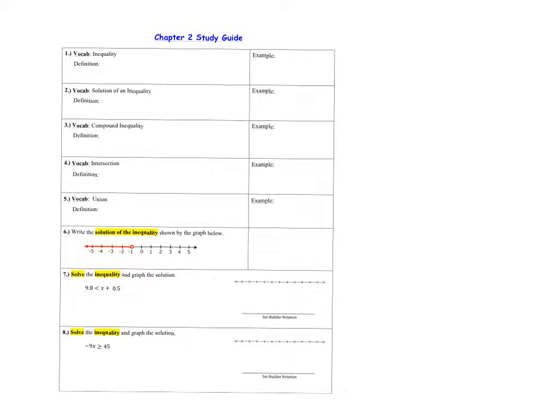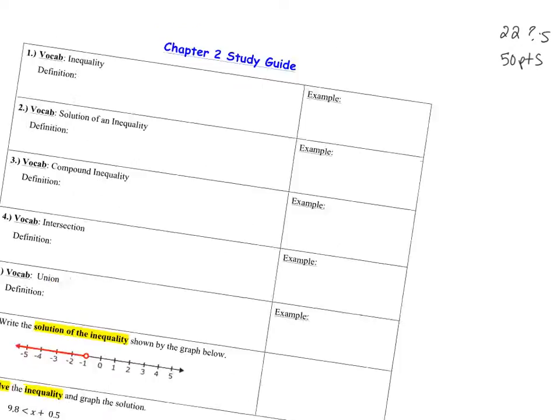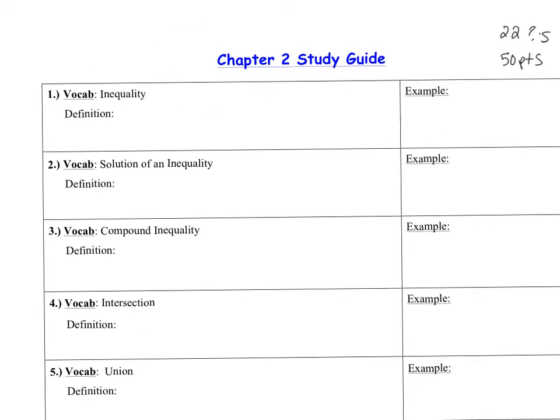The summative is going to have 22 total questions, but it's going to be worth 50 points. This study guide is very specific with the kinds of questions that you're going to see. So we're going to go through each of these. An inequality. What is an inequality?